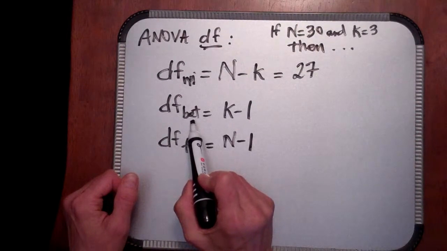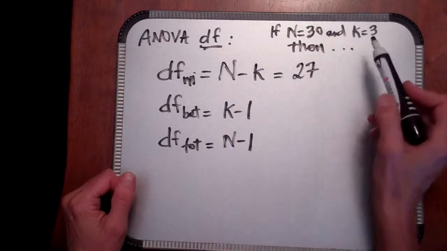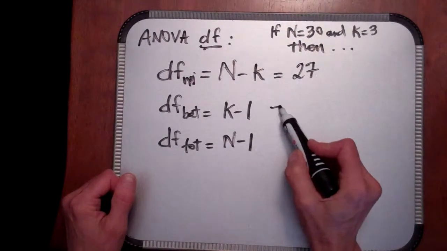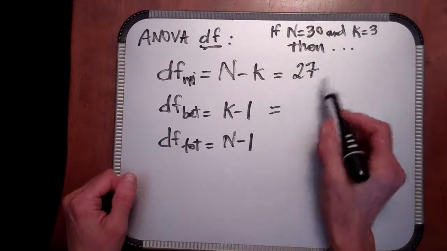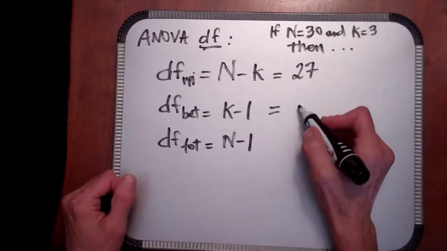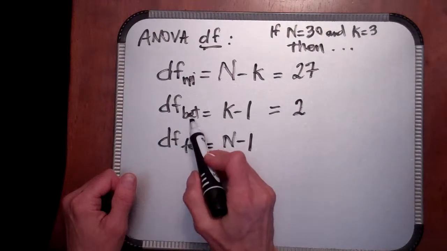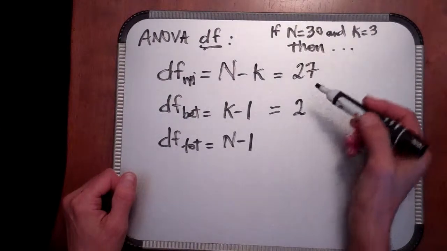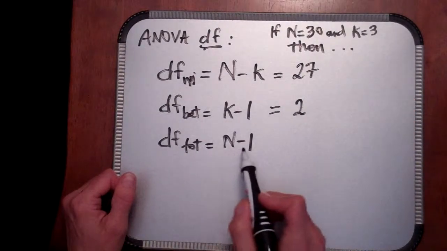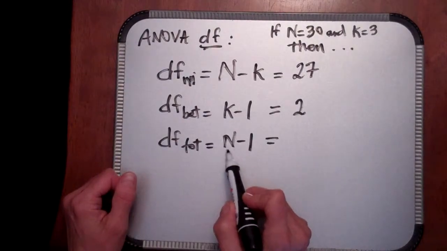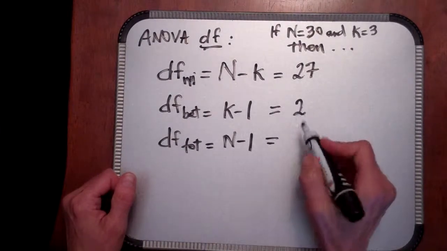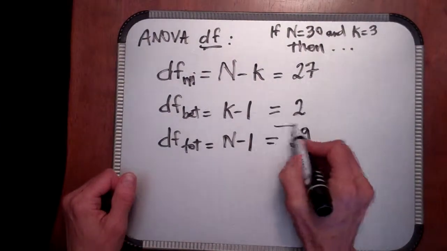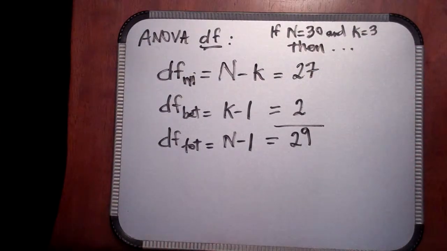Degrees of freedom between is calculated K, which is the number of groups, minus 1, and you probably recognize that. And so if we have 3 minus 1, that's 2, so degrees of freedom between is 2. And then if we add these, it's 29, and we can do a second check and say big N, 30 minus 1 equals 29. So we know we've calculated our degrees of freedom correctly.